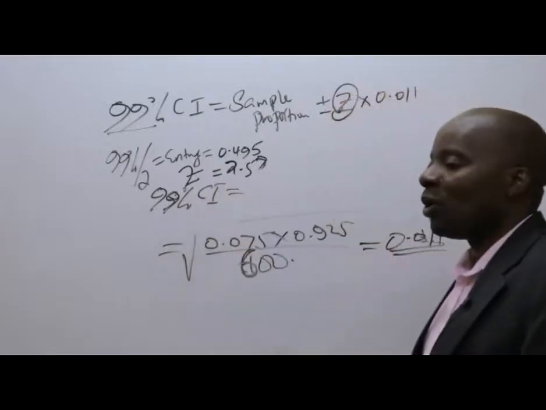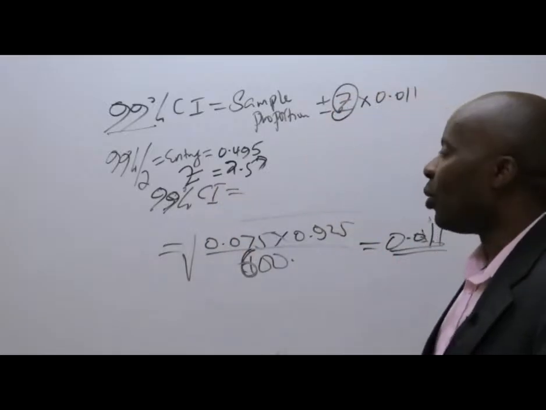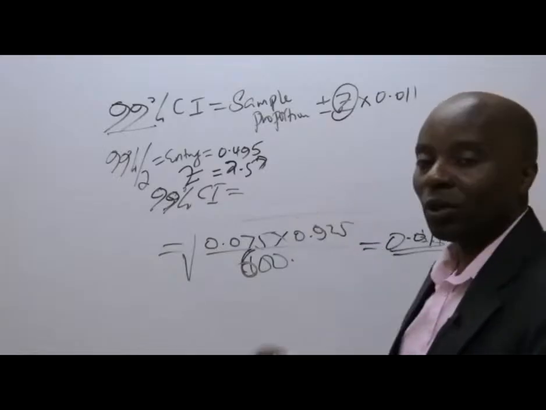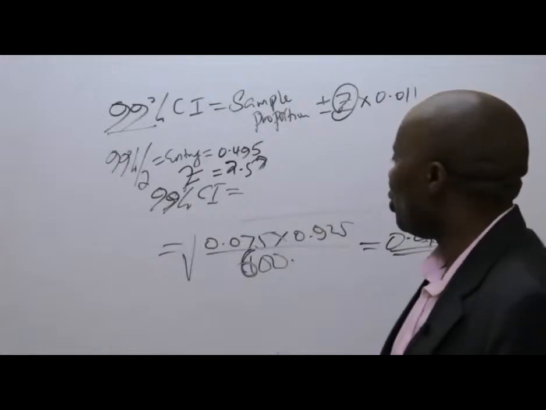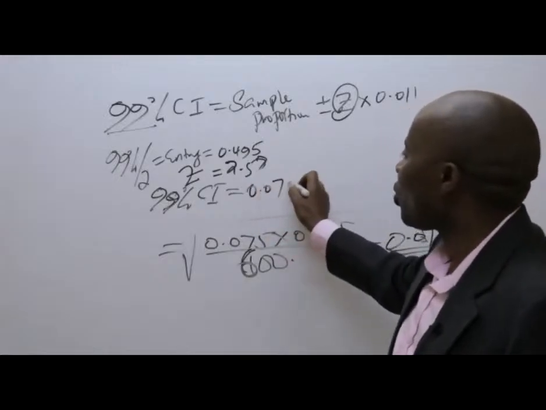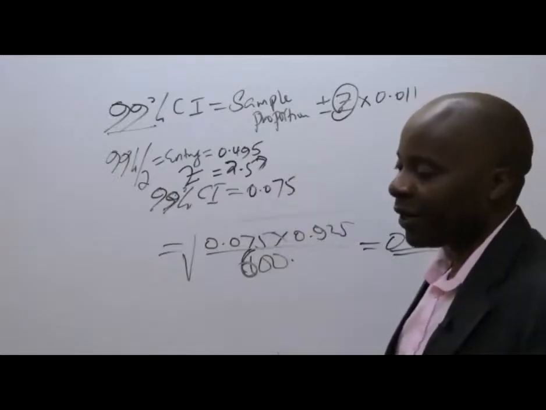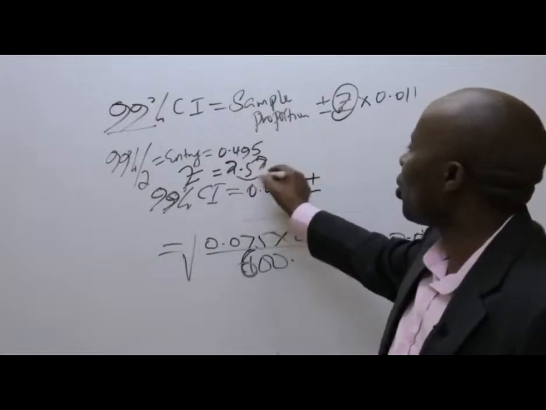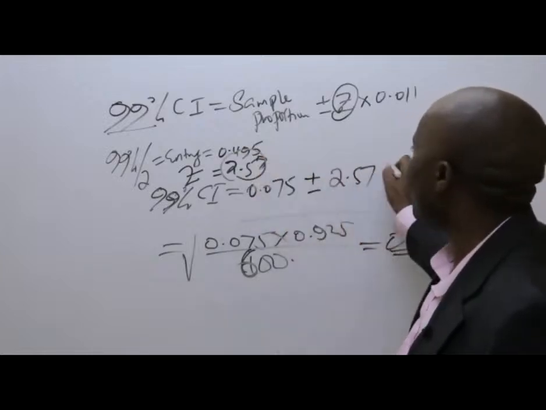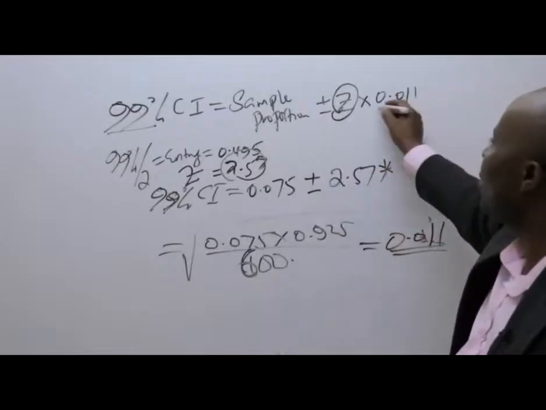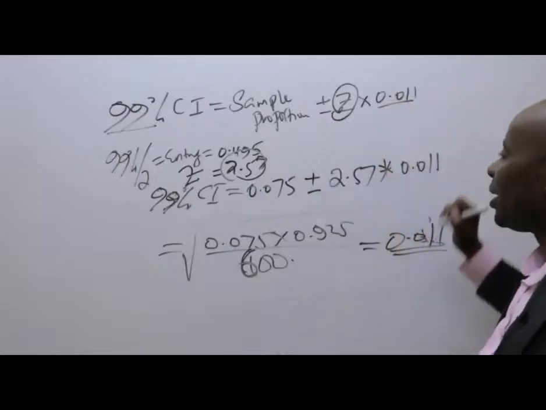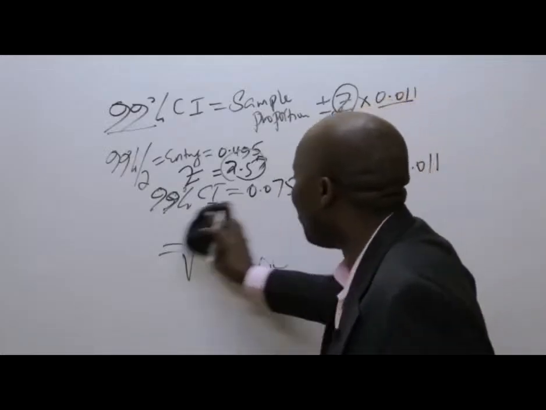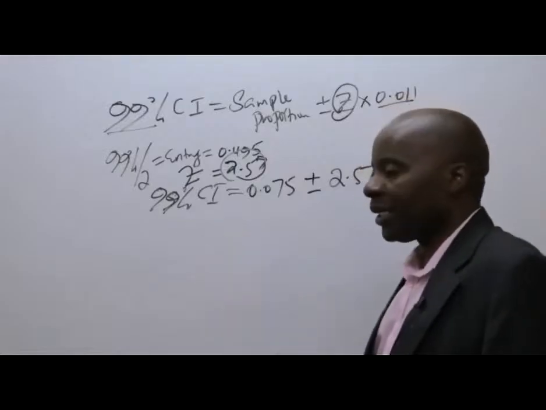Once I have my 2.57, I will give you the 99% confidence interval. This will be equal to the sample proportion, 45 over 600, which you gave me as a figure of 0.075, plus or minus the Z score that you've read, which is 2.57, times the standard error, which is 0.011. So could you kindly give us the lower limit and the upper limit?